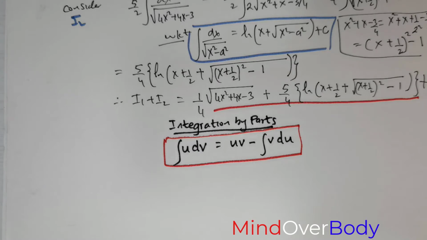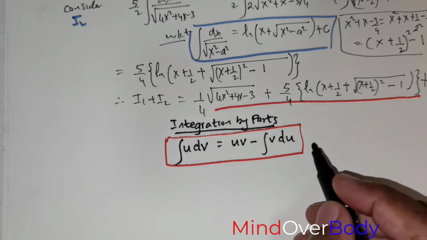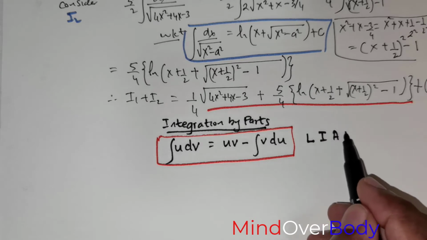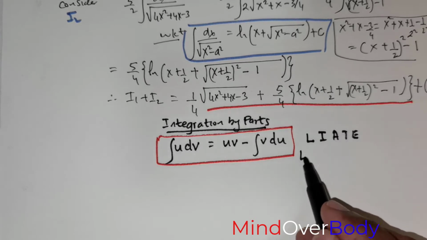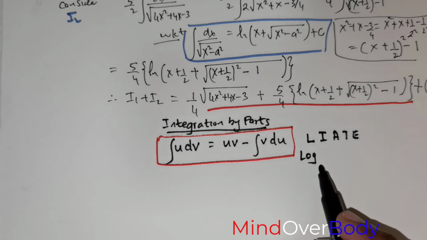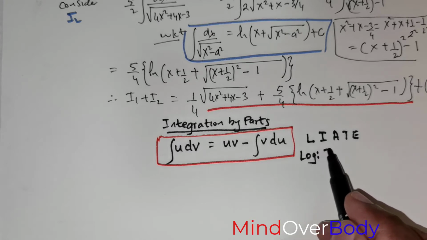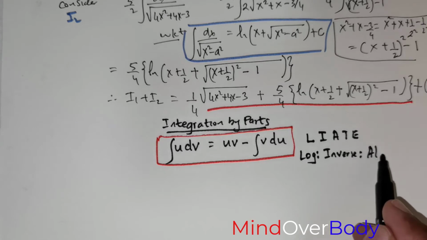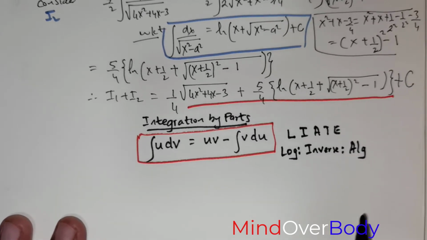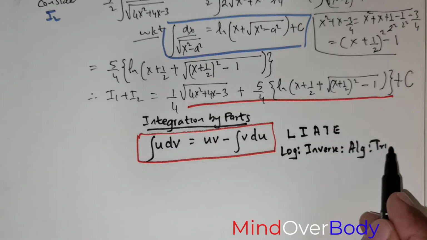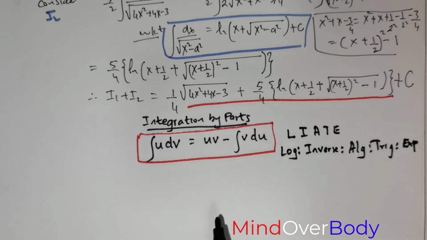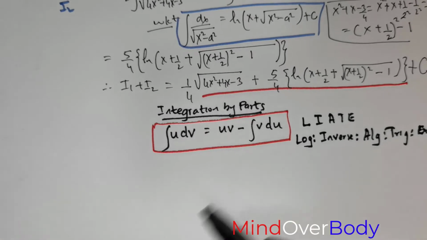And having mentioned that, we will assign the values of u based on LIATE. Now L stands for logarithmic functions, I stands for inverse functions, A stands for algebraic functions, T stands for trigonometric functions, and E stands for exponential functions. So the best way to understand the concept is by doing more questions.